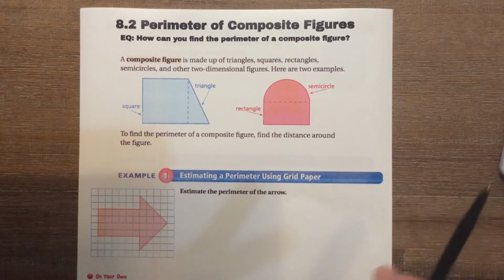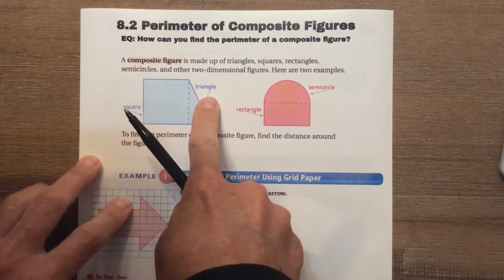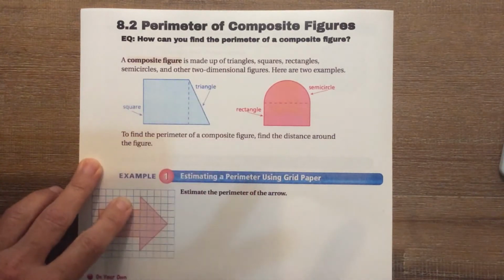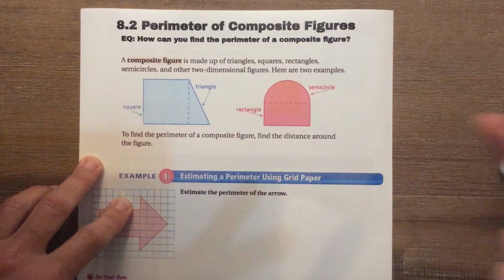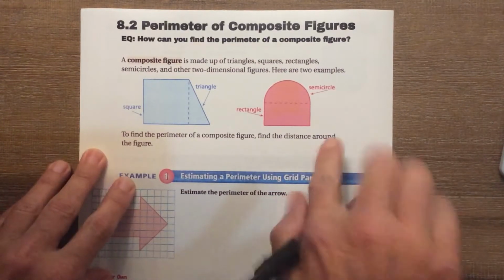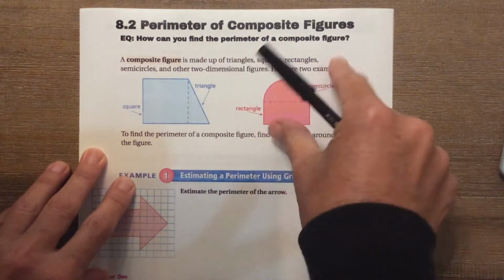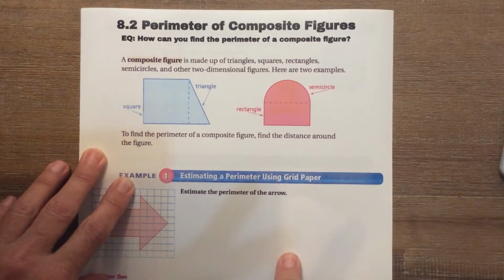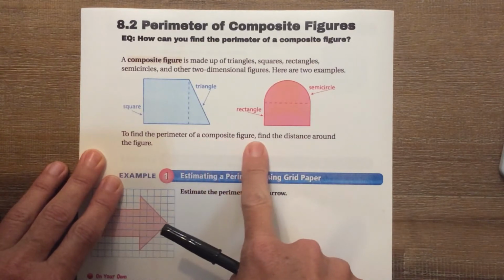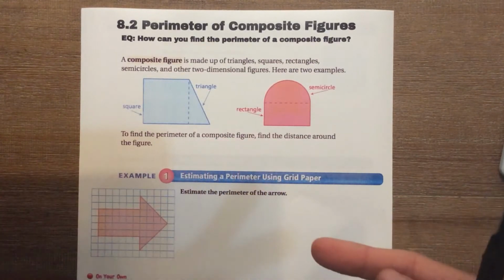Here are a few examples. So you can see here that this is a square with a triangle attached to it, so it's a composite figure. Think of a compound word as two words together, like sandwich, okay? Here's a rectangle and a semicircle together, so that's a composite figure. So to find the perimeter of composite figures, you just basically find the distance around.